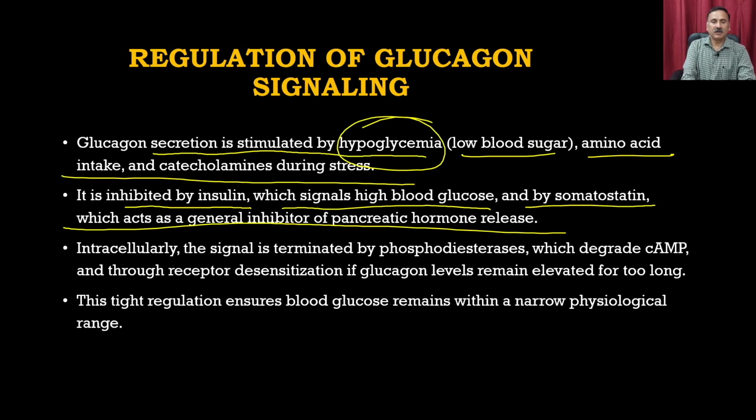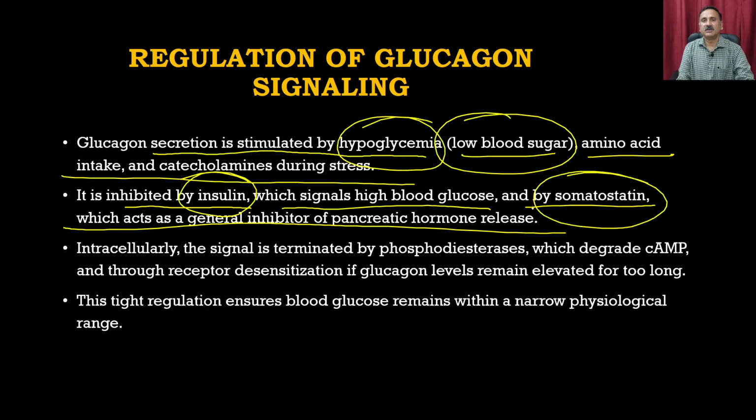So basically, the glucagon signaling is regulated first at the level of ligands, like first at the level of the factors such as low blood glucose. So if there will be low blood glucose, it is going to stimulate. If there will be high blood glucose, it is going to down regulate the production of glucagon. In addition to that, when there will be secretion of insulin, insulin is going to inhibit the production of glucagon. Similarly, the somatostatin is also going to inhibit the glucagon production.